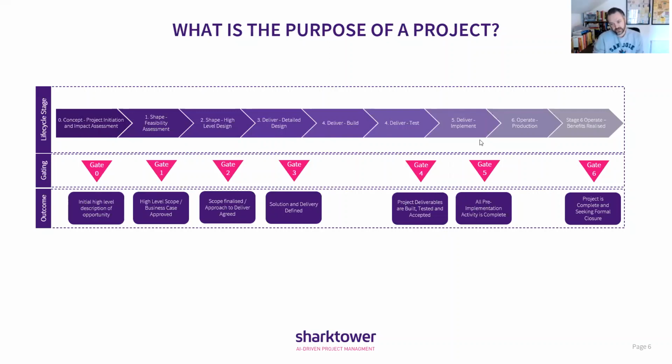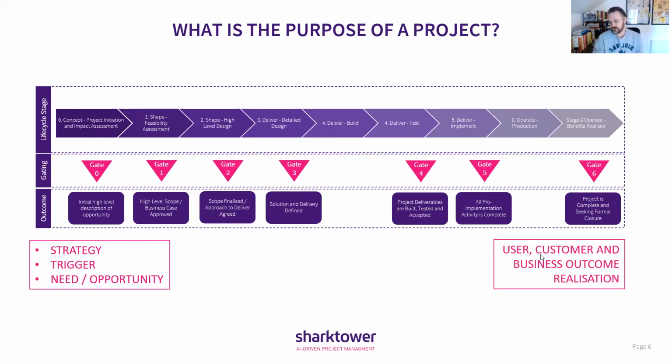But ultimately, there's the warranty period, there's productionization, there's embedding, there's actually getting customers to take up the new solution. And then there's the benefits realization in the business, which you could argue projects should seek to close. So again, the purpose of a project is to move from strategy, trigger, need, opportunity to user outcomes, customer outcomes, business outcome realization. That's what we're trying to deliver. Somewhere in the middle, there's a thing called a project, shaped to help deliver various solutions towards that.